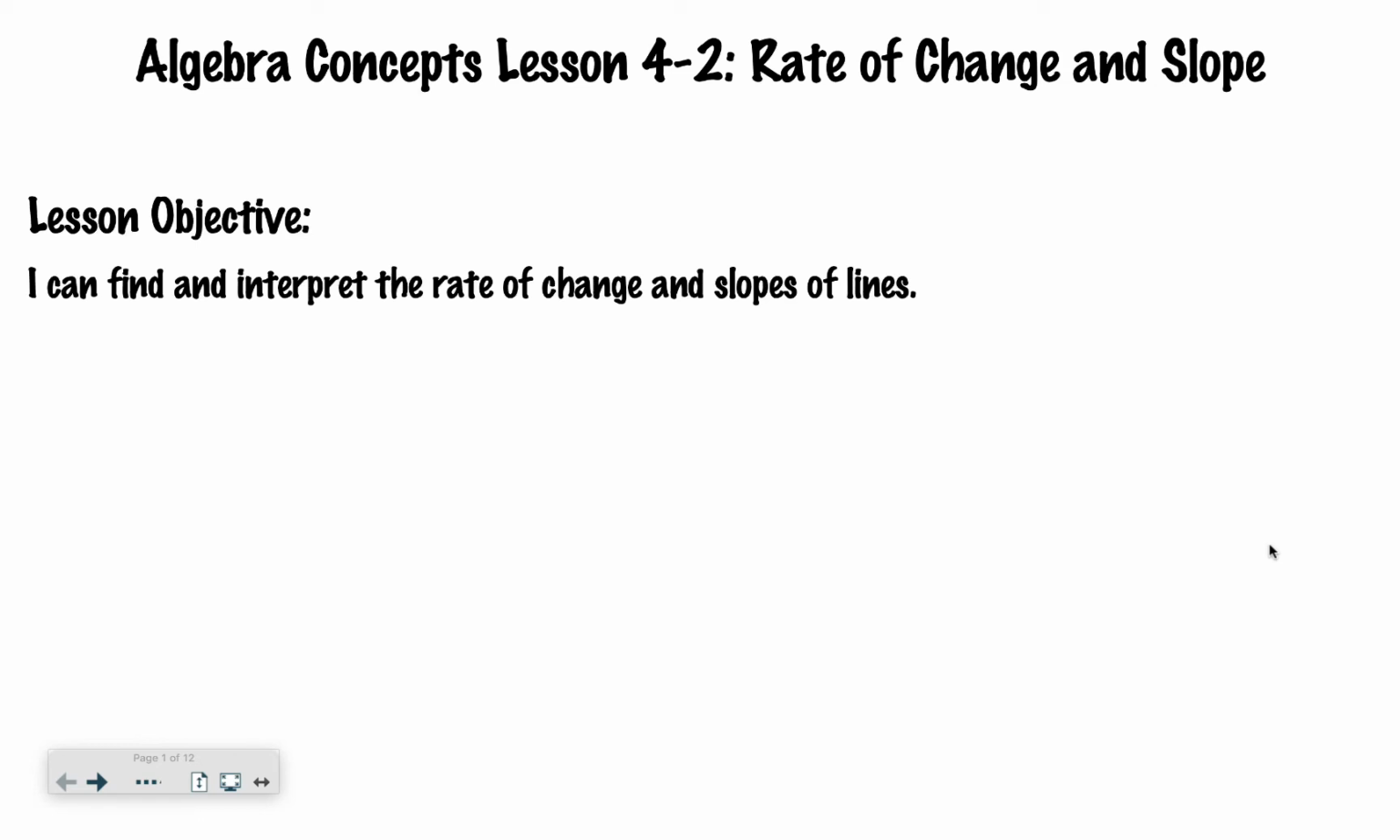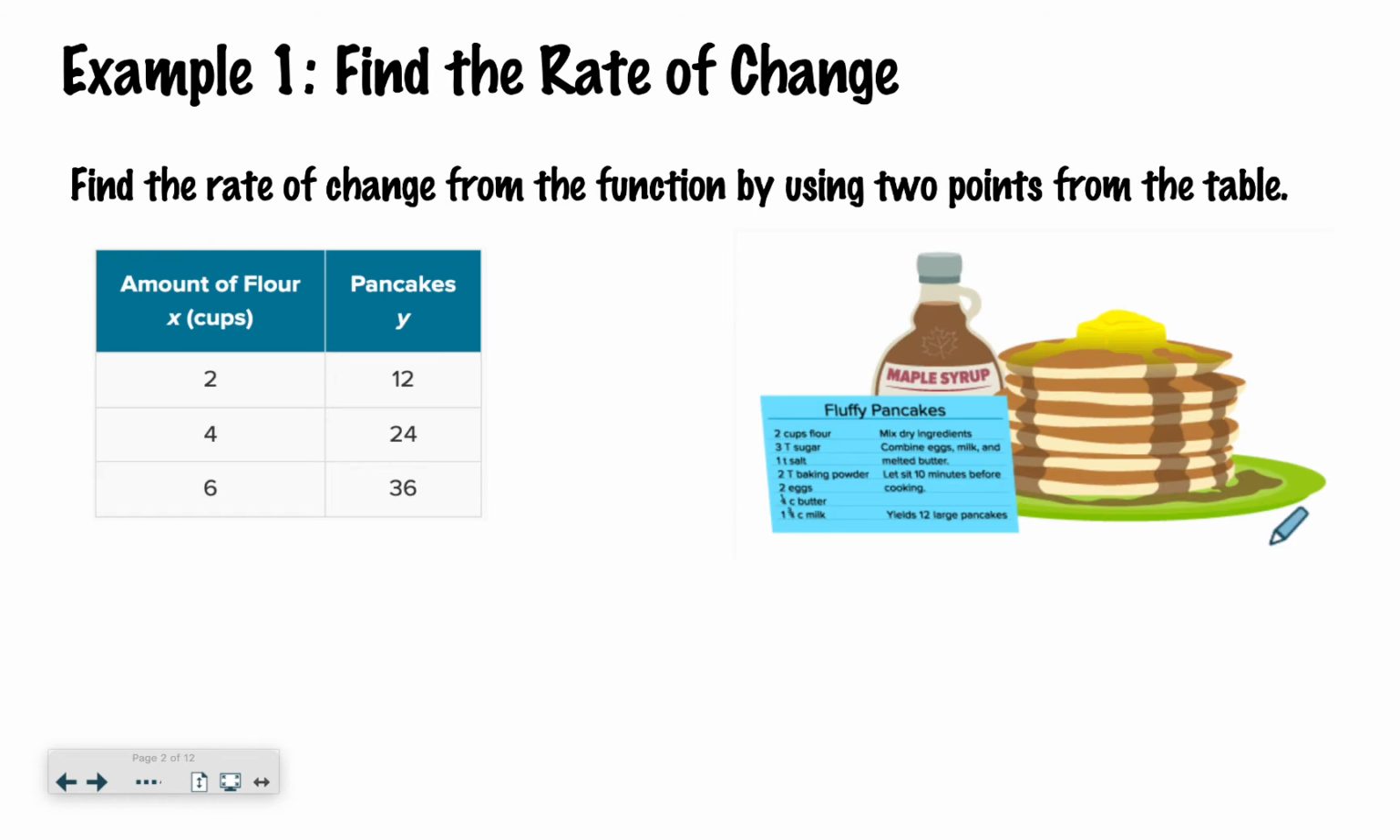Hello class, welcome to Algebra Concepts Lesson 4.2, which is all about rate of change and slope. By the end of this lesson, you should be able to find and interpret the rate of change and slopes of lines. So let's first talk about finding rate of change from a table. Rate of change just means your change in y over your change in x.